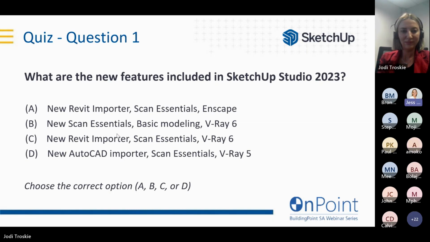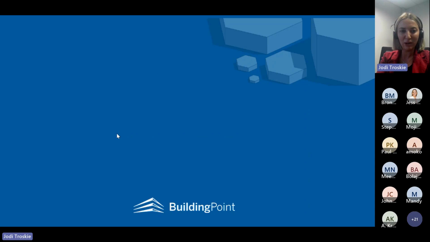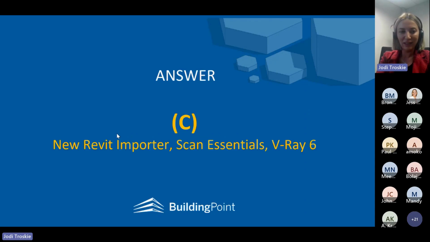Jody, it looks like we have some very fast fingers and correct answers. Cool. The first correct answer that I can see is from John Cornish. John Cornish, congratulations. Well done. Just for everyone, the correct answer to that question, what are the new features in Studio 2023, is C, the new Revit Importer, the Scan Essentials, and V-Ray 6. Congrats, John. If you wouldn't mind putting your full name, email address, and company name, we'll get in touch just to send you that prize.